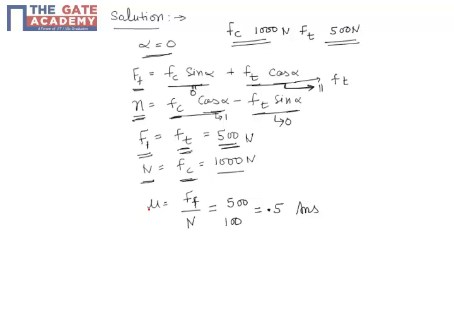So we know that the friction coefficient is equal to the frictional force upon the normal force. The value of Ff is equal to 500 and the value of N is equal to 1000. By calculating it, we get the coefficient of friction is equal to 0.5, and this is the answer of this question. Thank you students.